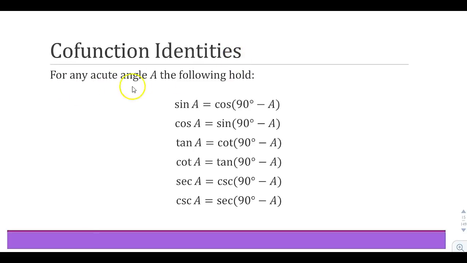Cofunction identities. For any acute angle A, the following relationships hold. Sine of A is equal to evaluating cosine of 90 degrees minus A. And cosine A is equal to doing sine of 90 degrees minus A. So we say sine and cosine are cofunctions of one another. Similarly, tangent and cotangent are cofunctions of one another. So instead of doing tangent A, we can do cotangent of 90 minus A. And then secant and cosecant are cofunctions of one another. So instead of evaluating secant A, we can evaluate cosecant of 90 degrees minus A.